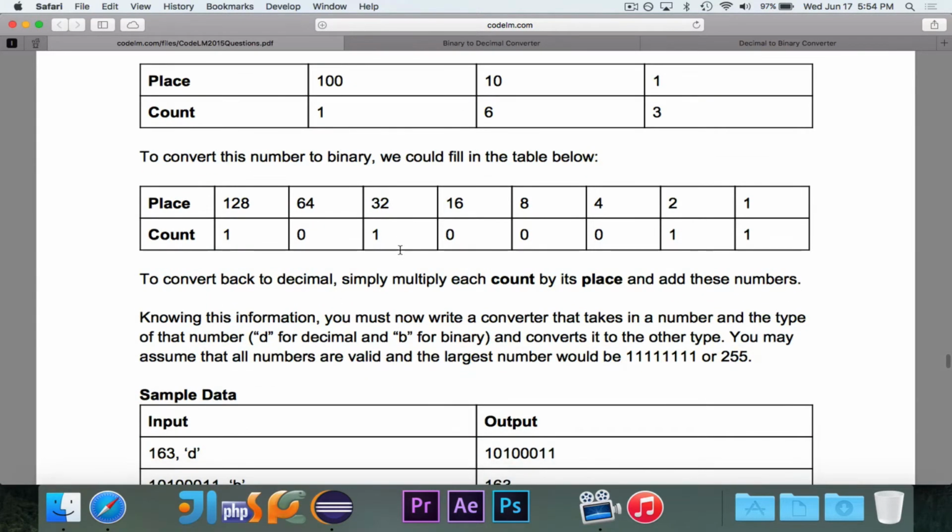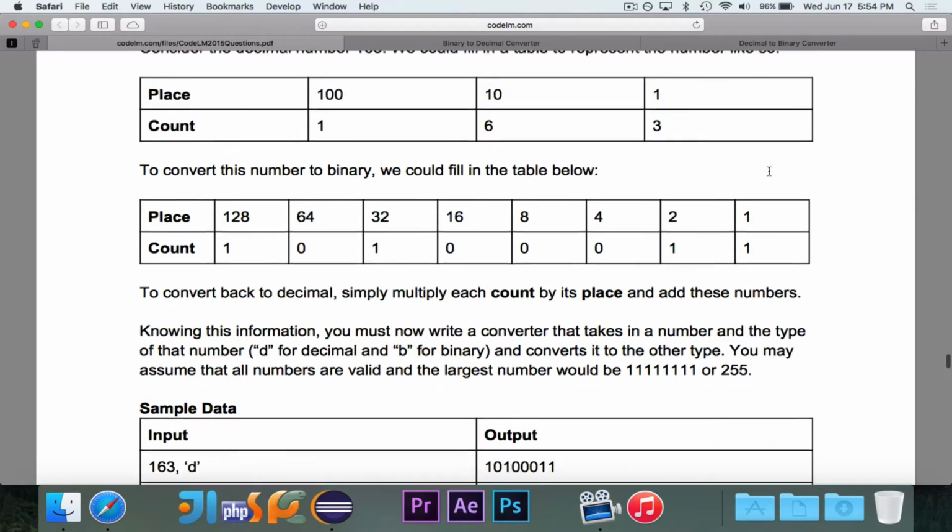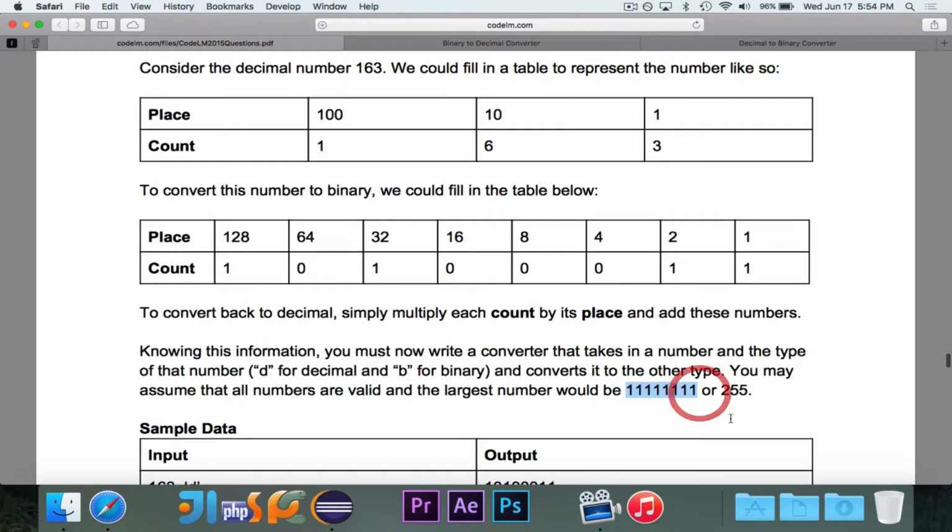Now that we know how this works, we need to write a converter that takes a number and the type, so D for decimal or B for binary, and converts it to the other type. You may assume that all numbers are valid and that the largest number would be 8 ones, or 255. That's very important because after the 128's place would be the 256's place, which means we only need to worry about these 8 places. The largest number would have 8 ones in it, so we'll have a maximum of 8 places for a binary number.